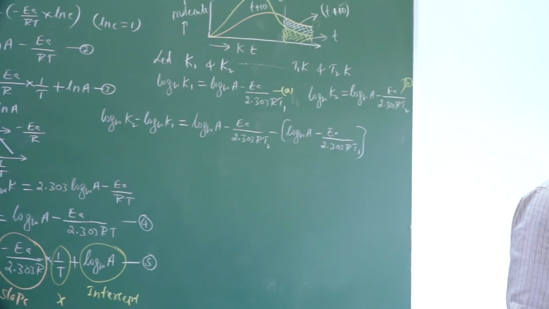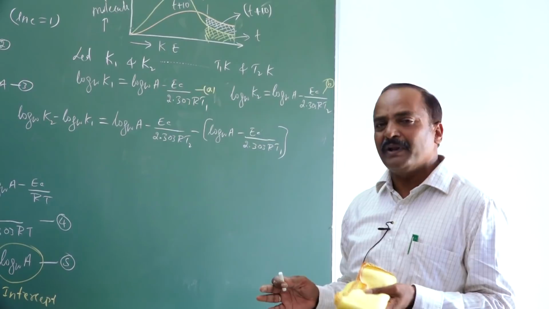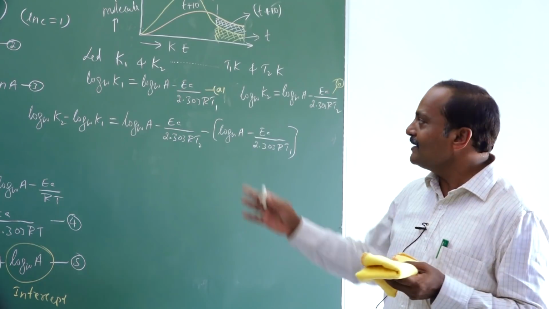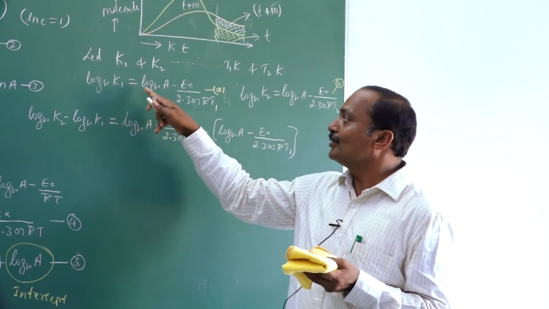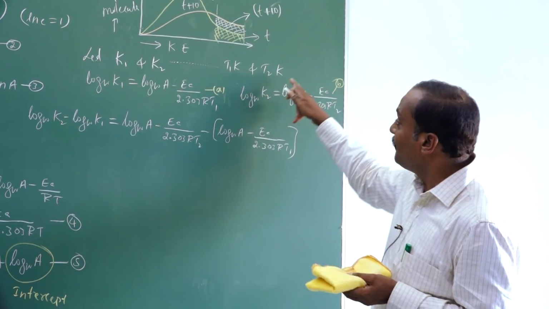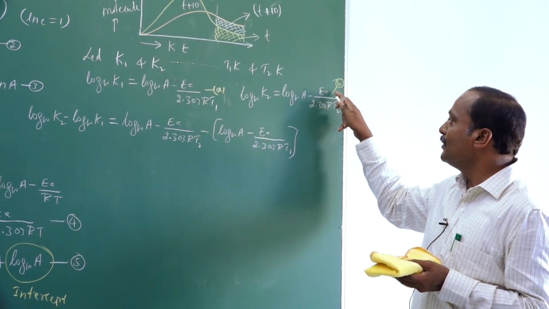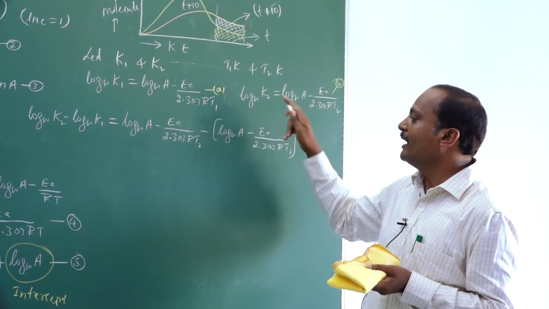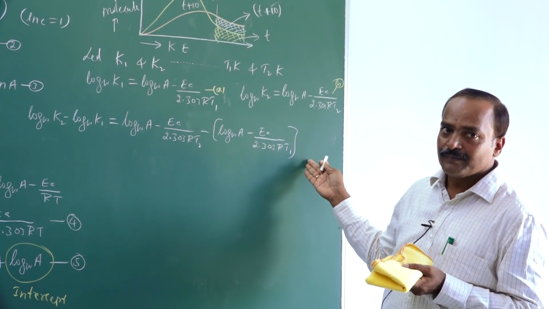Let K1 and K2 be the rate constants at two different temperatures T1 and T2 Kelvin respectively. At temperature T1 Kelvin, the equation becomes log base 10 K1 is equal to log base 10 A minus Ea by 2.303 R T1. At temperature T2 Kelvin, log base 10 K2 is equal to log base 10 A minus Ea by 2.303 R T2. Equation B minus equation A, we get this equation.